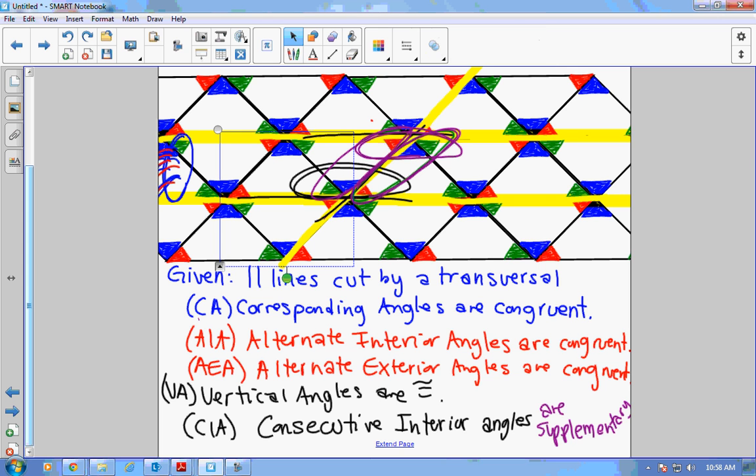This is all given parallel lines cut by a transversal. The reverse is given corresponding angles with a transversal, therefore, the lines are parallel. Given alternate interior angles cut by a transversal are congruent, the lines are parallel. So you can go both ways.